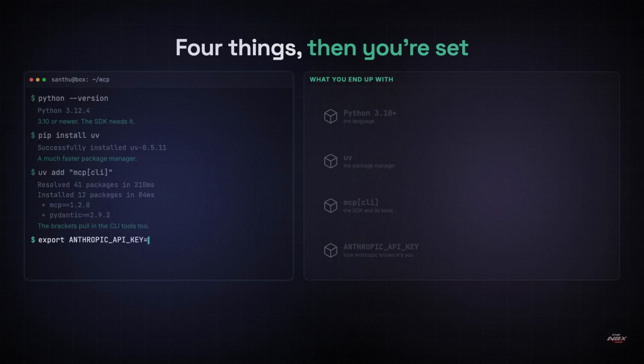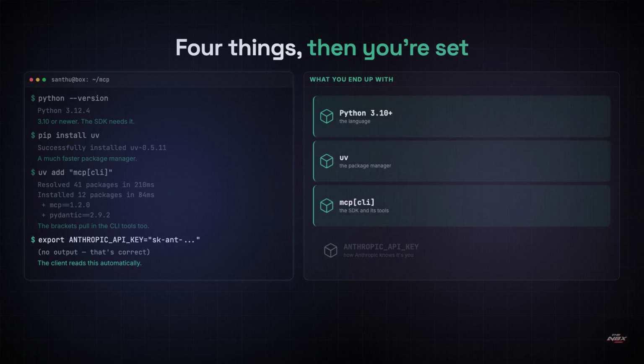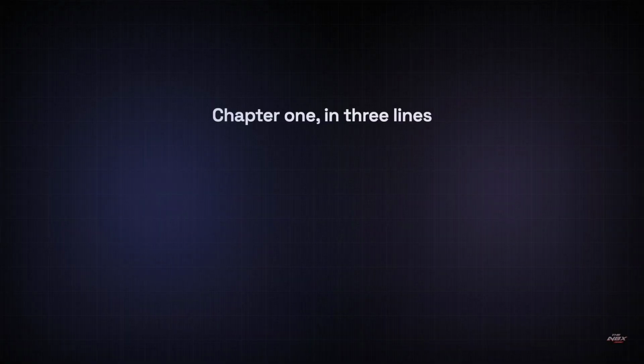And fourth, your key, exported in the shell so the client can find it. Python, UV, the SDK, and a key. That's the whole list. 3 things to carry forward.